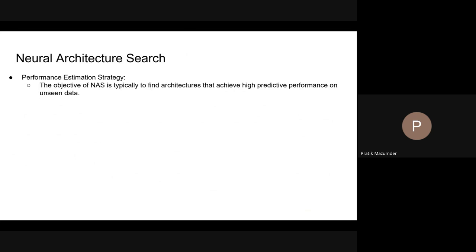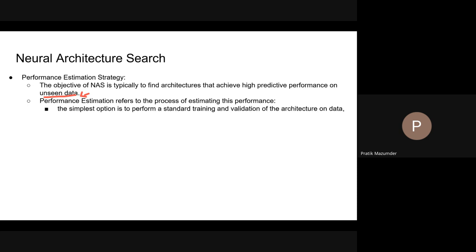The third component is the performance estimation strategy. Generally you'll have some sort of unseen data on which you will evaluate your model. Evaluation can be through different metrics. You can have accuracy, you can have bias of your model, or some other factors as well. And obviously the simplest option is, given that model, you perform a simple training and validation of the architecture on that particular data. But this will be very computationally expensive. So we'll see some very basic strategies of how to make this process faster.